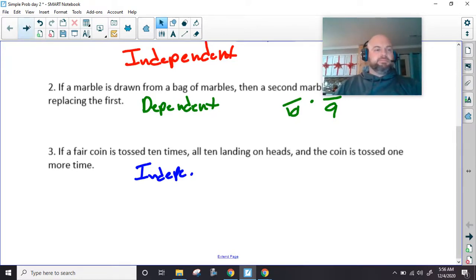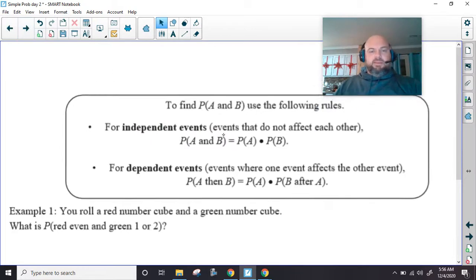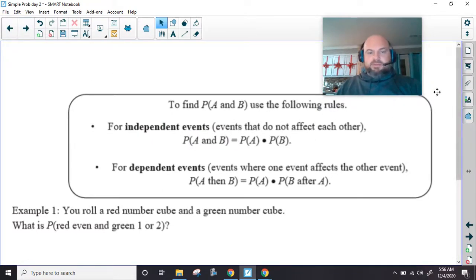So independent events, you just multiply, and dependent is different. This doesn't make sense until you actually do it.